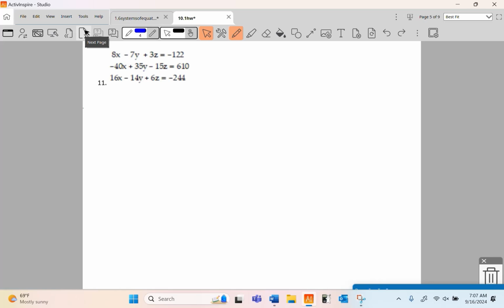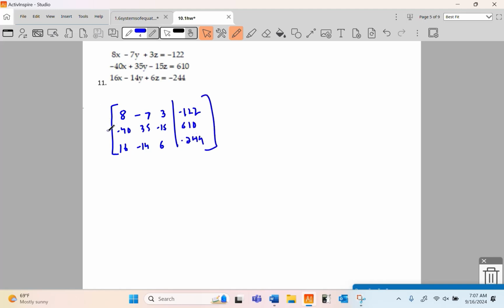It's got x, y's, and z's, and you could do this one by hand. Well, you could do at least one of these by hand, I hope. We'll see if you can do it. Our elements are 8, negative 7, 3, negative 122, negative 40, 35, negative 15, 6, 10, 16, negative 14, 6, and negative 244.